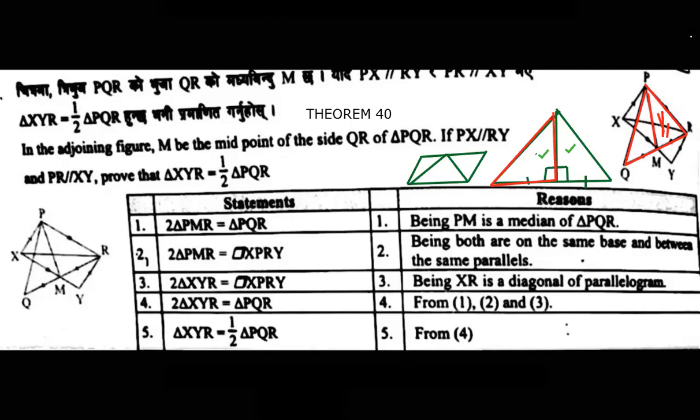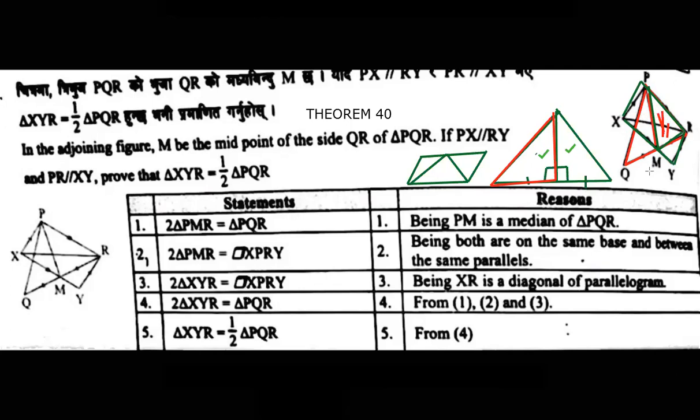So let me highlight the next color. If you see this parallelogram, then what is the relation between this parallelogram and this triangle? Again you can see that the triangle is going to be half of this parallelogram, isn't it? Okay, so it can also be said that way.